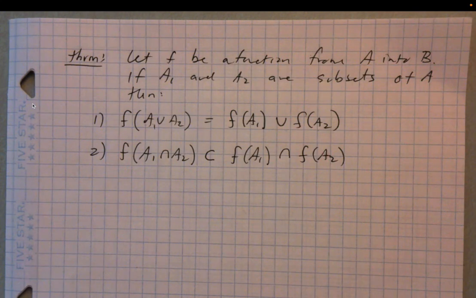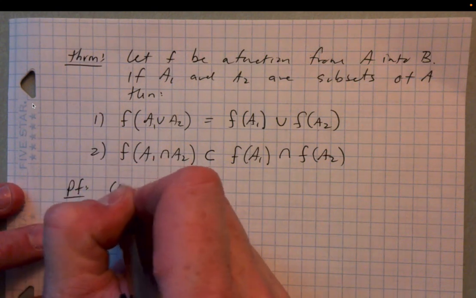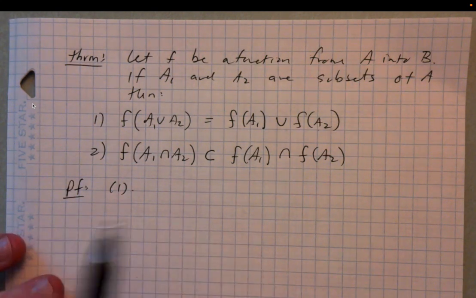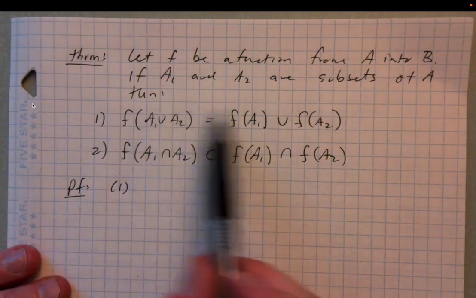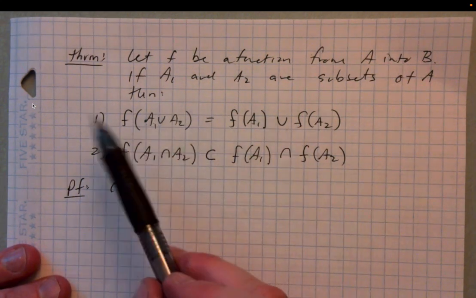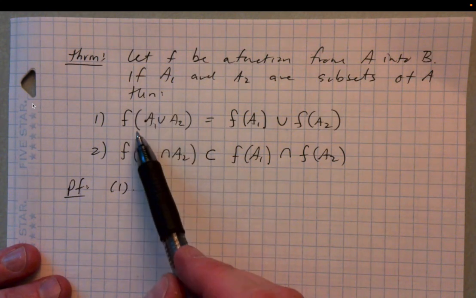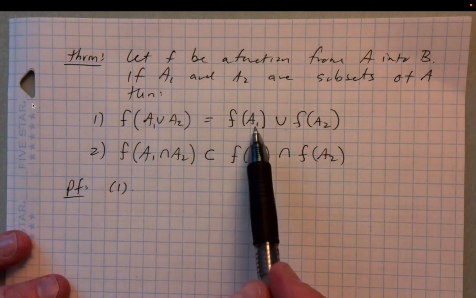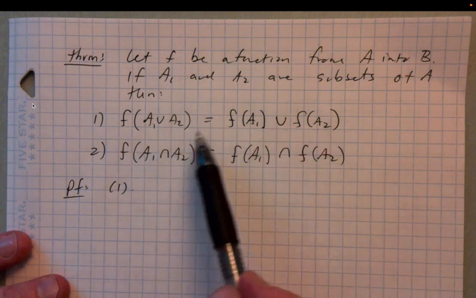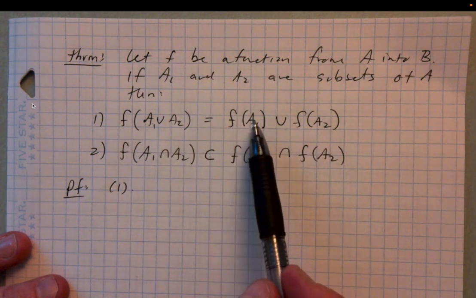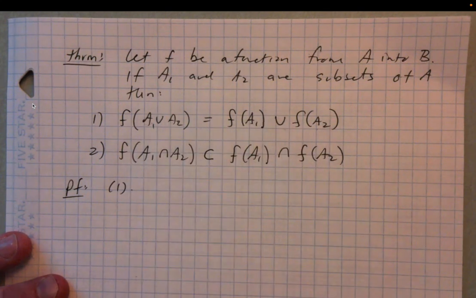Okay, and so we're going to prove this. We'll prove one, and then we'll do an example for two to show why indeed you don't get equality there. So let's prove the first one. To show this, we basically have to show that the image of A1 union A2 is a subset of the image of A1 union the image of A2, and then the reverse as well. We have to show that the image of A1 union the image of A2 is also a subset of the image of A1 union A2, right?